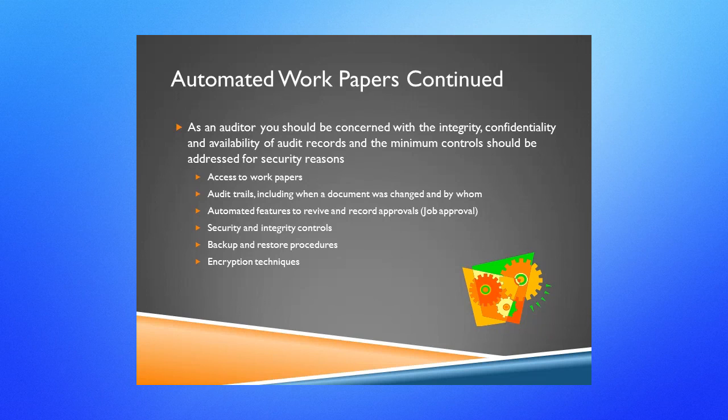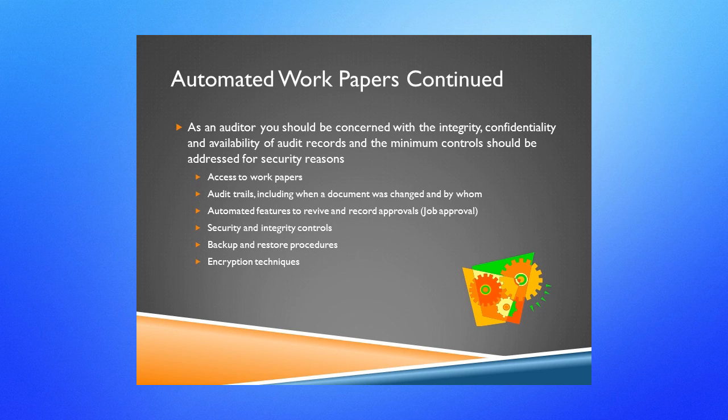Now, as an auditor, you have to be concerned with what I call the CIA: the confidentiality, the integrity, and the availability of the audit records. And you should have at least some minimum controls to be addressed for security reasons of protecting this information. Now, notice what I'm saying. It's your information that we need to make sure is safe. That means you should have controls that guard access to the work papers, controlling the audit trails, including when a document was changed and who changed it. Very important, I think, as far as keeping track of the updates to the overall audit.